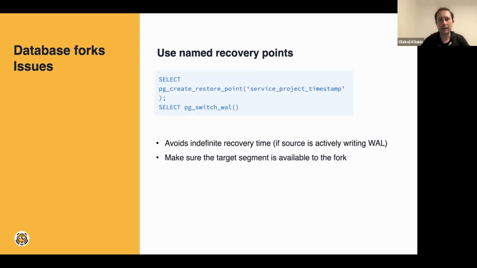So we use a named recovery target with a command that is called pg_create_restore_point, passing it a certain name, and then we also do a WAL switch right afterwards. So we do this to avoid an infinite recovery time. If your parent service is actively writing WAL segments and you don't specify a recovery target, a recovery may continue restoring those WAL segments. And if recovery is slower than the rate of writing WAL at the parent side, then it may not stop in a reasonable amount of time. By providing a recovery target, we ensure a predictable time to start the fork. And we also switch WAL to make sure that all segments up to the one that contains the recovery target are available to be restored.